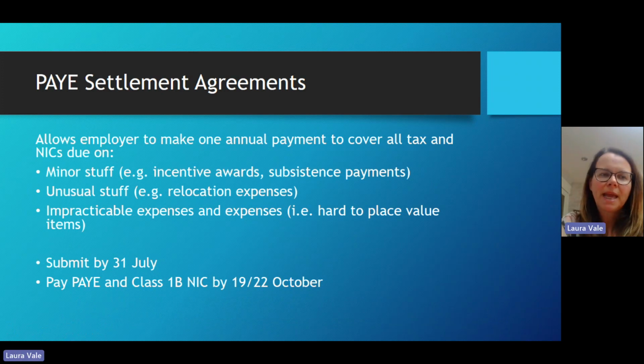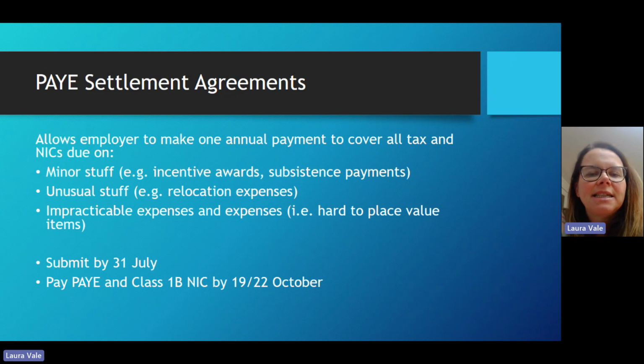Need to be aware of something called PAYE settlement agreement. They don't crop up that often, but need to be aware of them. So it allows an employer to make one annual payment to cover all their tax and NICs due on, excuse my terminology here, minor stuff, unusual stuff, and impracticable expenses. Oh, I've put expenses and expenses. That's not right, is it? It should be income and expenses. So minor stuff, incentive awards, perhaps subsistence payments.